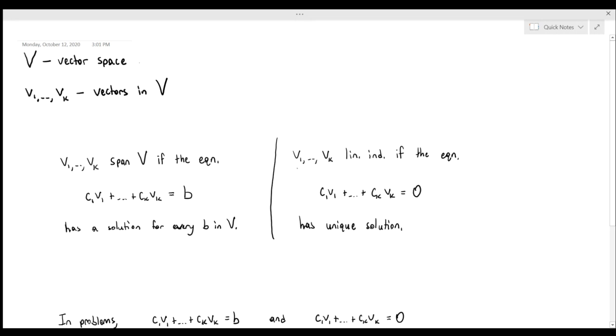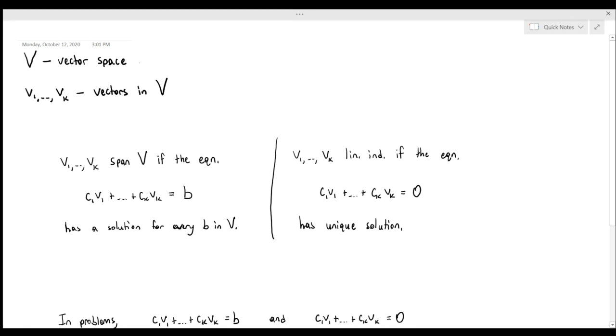Now, for linear independence, these vectors are independent if this equation here has a unique solution. This equation always has at least one solution, namely what we call the trivial solution, where the coefficients are all equal to 0. So if that's the only solution, if the solution is unique, then they are independent.